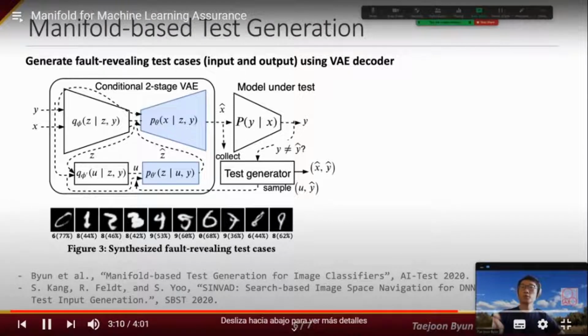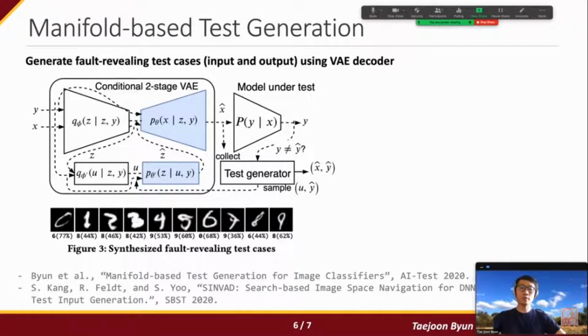We use conditional VAE, which learns manifold per class label, so that we can specify the label upfront when generating test cases. Novel test cases can be sampled from this manifold and run on the model under test to find the faults in the model. This framework can quickly generate lots of realistic yet fault-revealing test cases, like shown in this figure. We developed this idea further, and it will be presented in AI Test 2020.